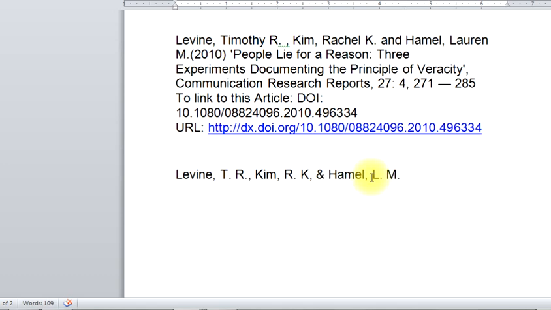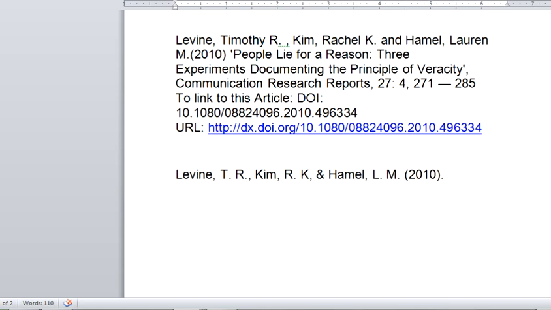That's our authors list. Now notice that the and symbol, the ampersand, is used, not the word AND, when you have more than one author. And it's always going to be right before the last author in the list, right here. It's not Levine T.R. and Kim R.K. and Hamel. The ampersand goes right before the last one. Next is the year, 2010. Now for journal articles, you do not need to put a month in there, just the year, period.